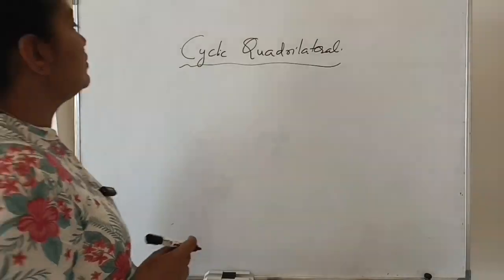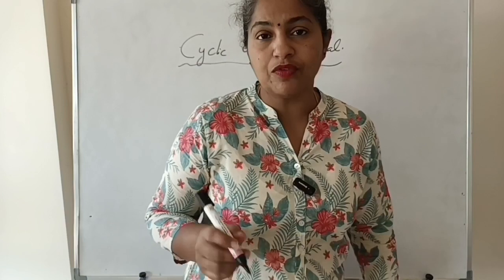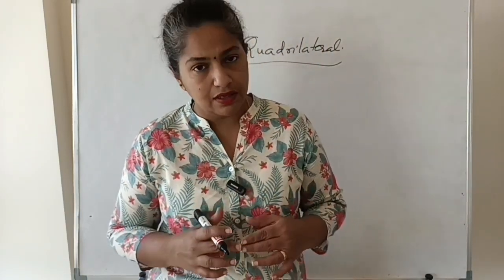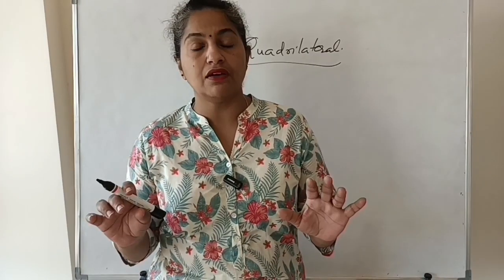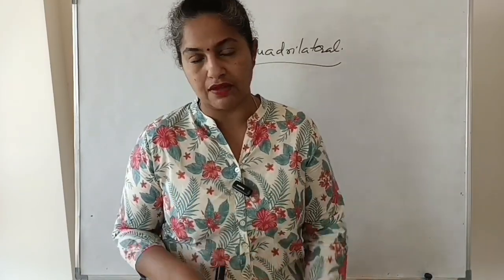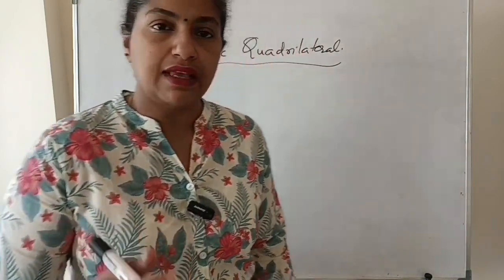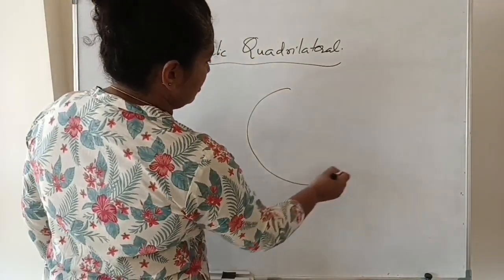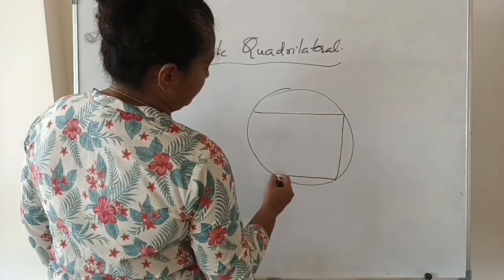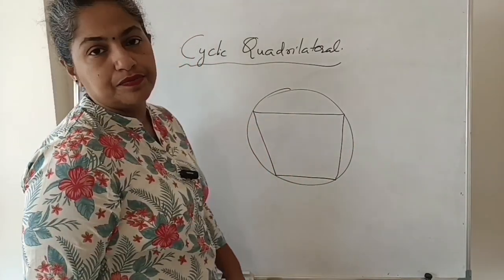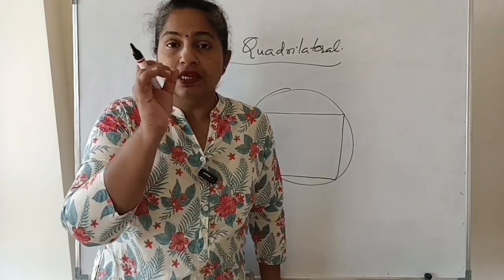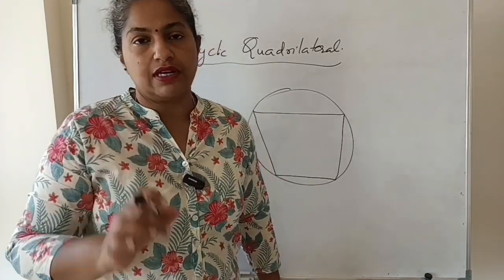Okay, we are down to the last concept of this particular chapter, which is cyclic quadrilateral. So first we go through the definition of what is a cyclic quadrilateral and what are the theorems based on cyclic quadrilaterals. So what is a cyclic quadrilateral? A cyclic quadrilateral is a 4-sided figure whose vertices lie on a circle. Okay, all the 4 vertices have to touch the circumference of the circle. Such a quadrilateral is called a cyclic quadrilateral.